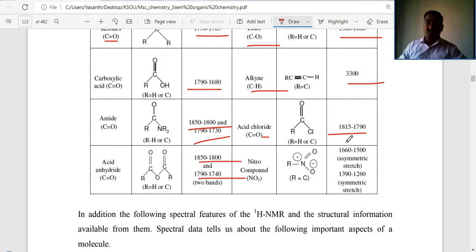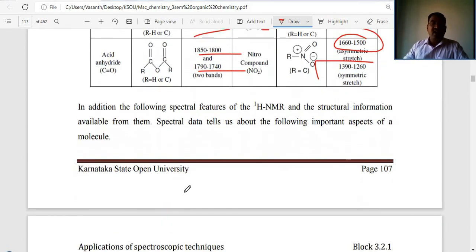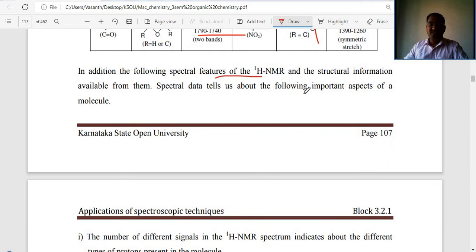The nitro compound is at 1660 to 1500, the asymmetric stretch, and the symmetric stretch has 1390 to 1260.